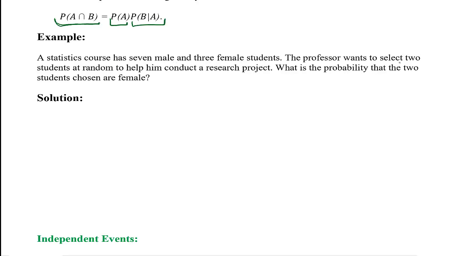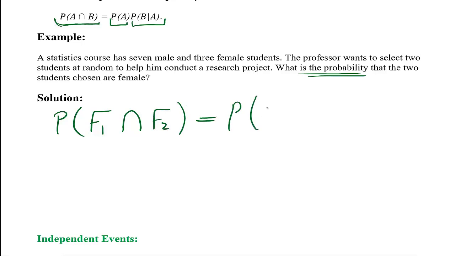The professor wants to select 2 students at random to help him conduct a research project. What is the probability that the 2 students chosen are female? So here we need only 2 students. What is the probability that the first one is female and the second one is female? According to the multiplication rule, this is equal to the probability that the first one is female times the probability that the second one is female, given that the first one is female.